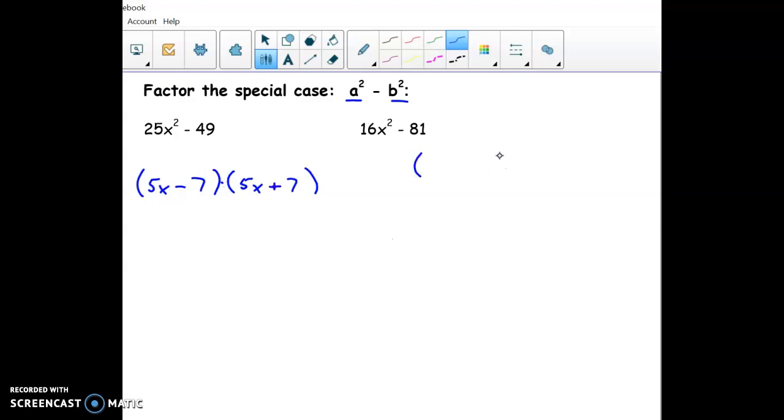Okay, second one, two little binomials, 16x squared. So again, think what do we need here to make 16x squared? So 4x and 4x. And then the square root of 81 is 9, so we need plus 9 and negative 9 in the back part. All right.